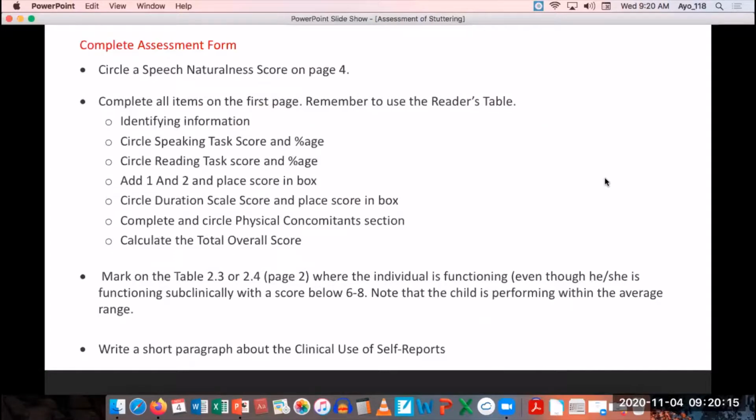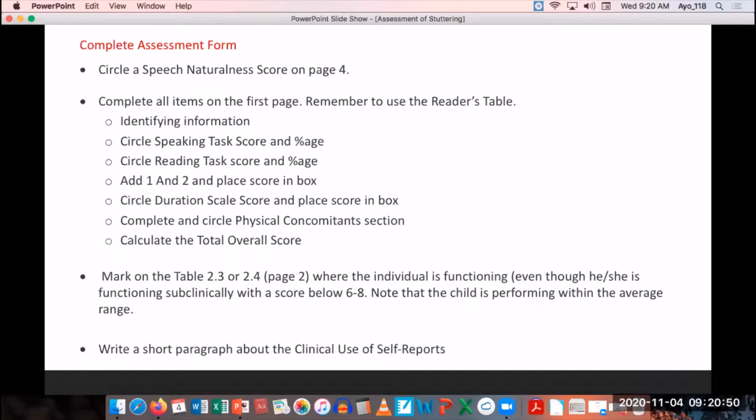Okay. Then you're going to complete the assessment form. On the assessment form, there's a space for you to circle a speech naturalness score, which is explained in the instructions. You're going to complete all information on the first page. Remember to use the reader's table, which is at the top of this form. You will see that. So you're going to put the identifying information. You're going to circle the speaking task score and percentage. Circle the reading task score and percentage.